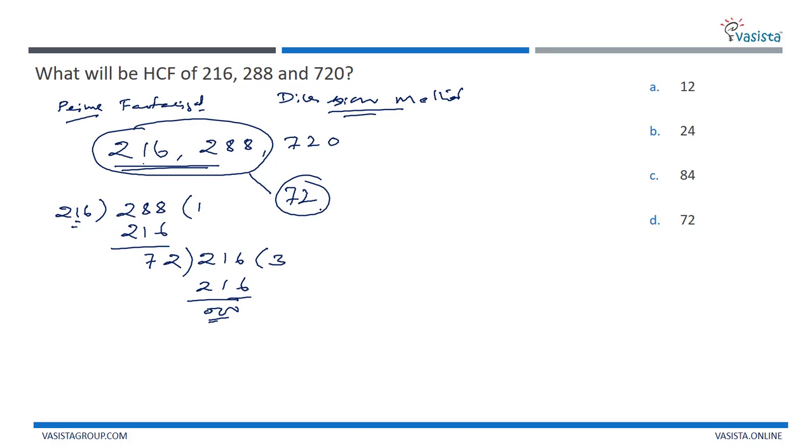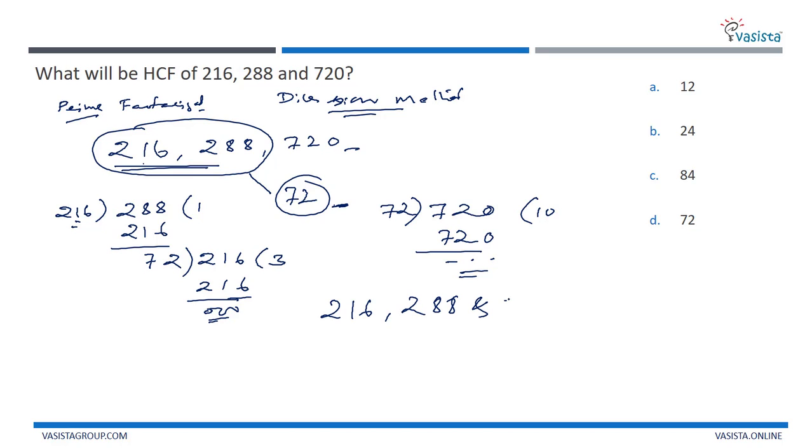Now what we need to do? We are supposed to find the HCF of this 72 and 720. Now divide 720 by 72. 72 tens are 720, so it is divisible completely, right? So the HCF of 216, 288 and 720 is what? 72. The answer here is 72.